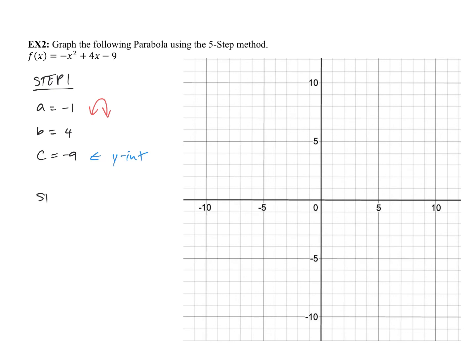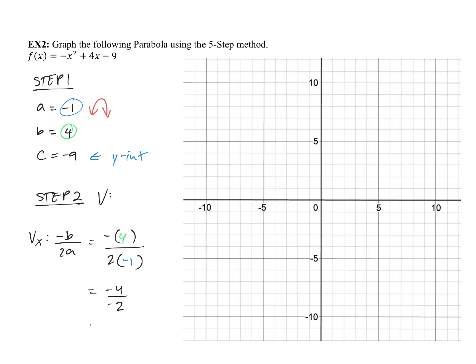Step 2. What do I need to find? My vertex. So my v sub x value is, once again from the formula, -b over 2a. And that is going to equal negative, let's see, what's my b value and what's my a value? B is 4, and a is -1. So this is going to equal -4 over -2, which is 2.